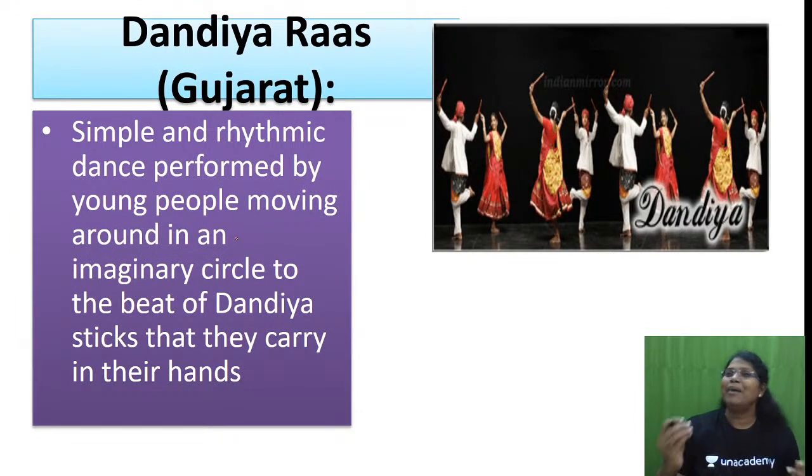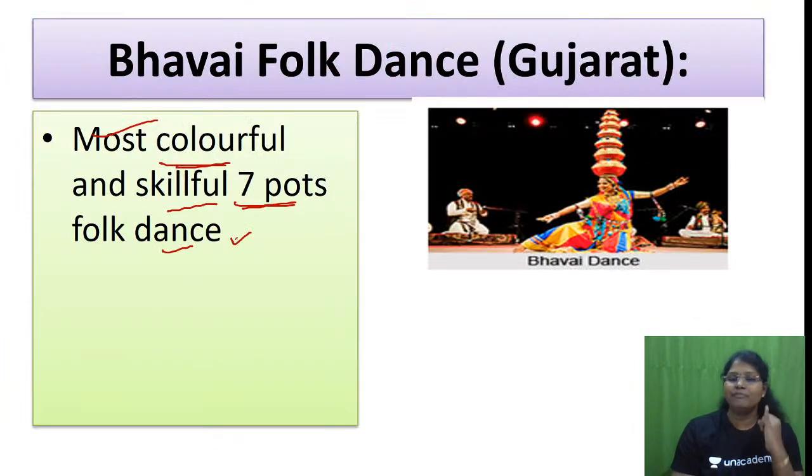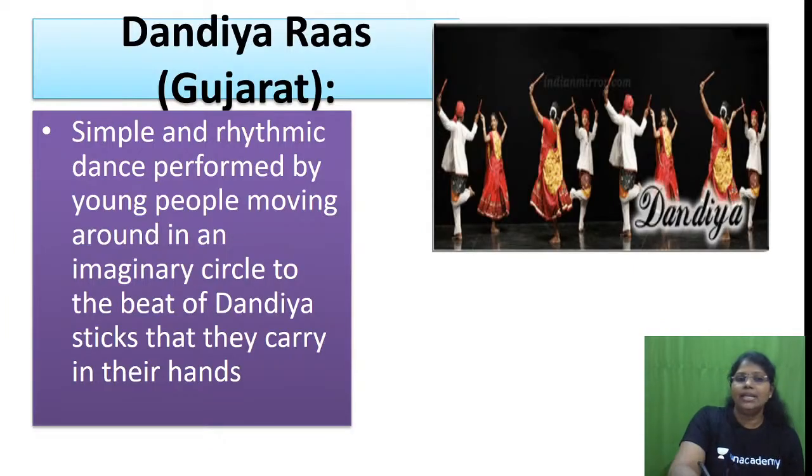Dandiya Attam, Bhangra, these are some of the most famous folk dances. We all love playing Dandiya also, isn't it? Dandiya Ras, of course, is of Gujarat. This is a third folk dance from Gujarat itself: Bavai Dandiya. A simple and rhythmic dance performed by young people moving around in an imaginary circle.